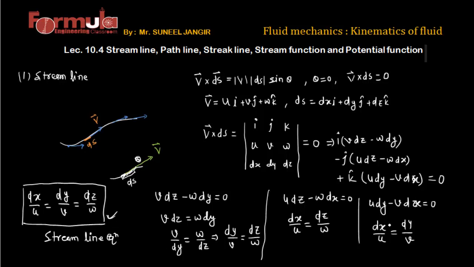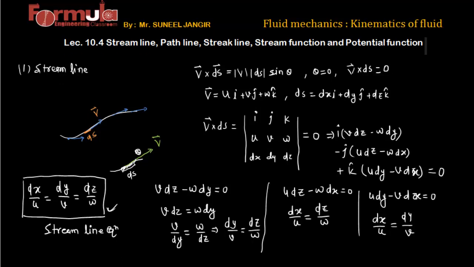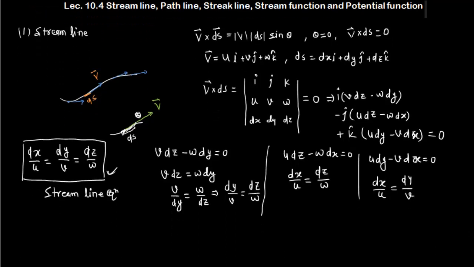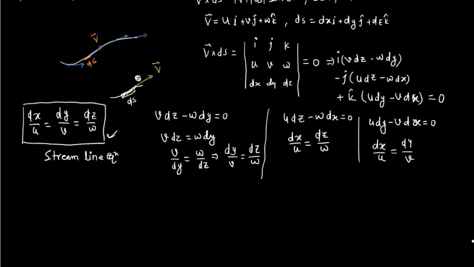There is one more point I want to tell you, that is two streamlines will never intersect each other. Let's suppose this is one streamline and this is another streamline, and these two streamlines are intersecting at this point. But this is not possible. Two streamlines can't intersect each other. Why? First of all, streamline is an instantaneous phenomenon. It is not a time-taking phenomenon.